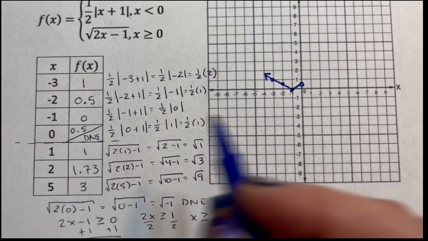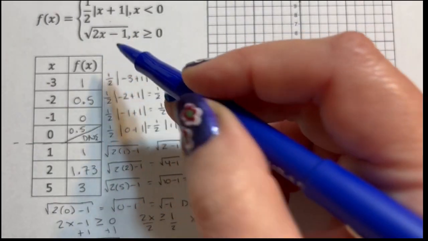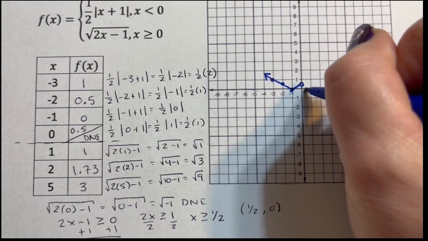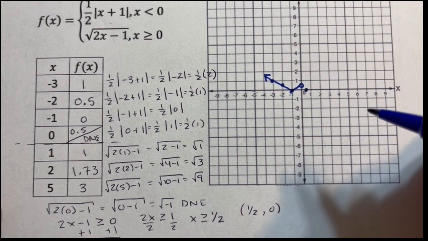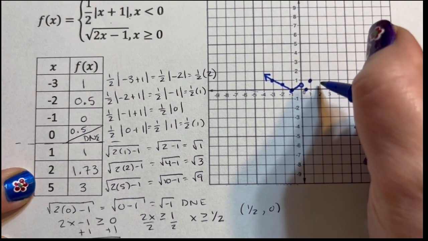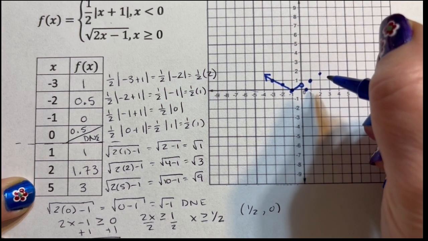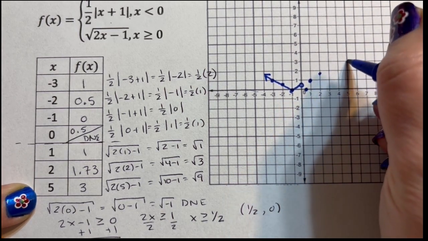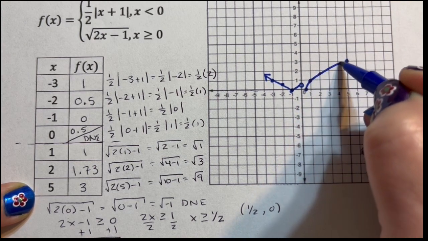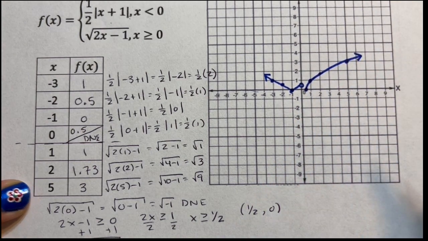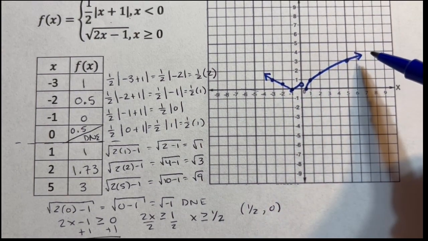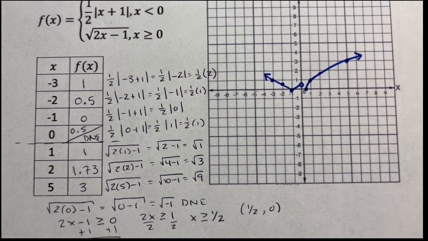Okay, now there isn't a 0 for the second graph. It starts at (1/2, 0), so at (1/2, 0) right here. Then we have (1, 1), (2, 1.7), and then (5, 3). So this looks like this. So we have this weird V shape, we have this weird fallen parabola shape, and we have our graph.